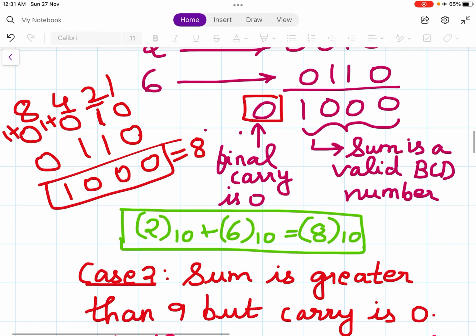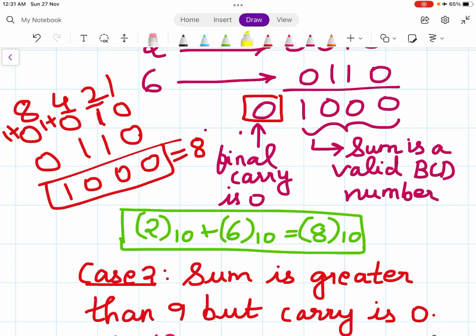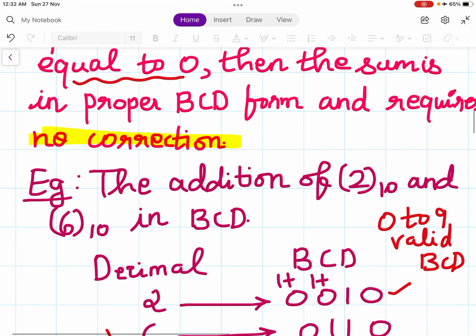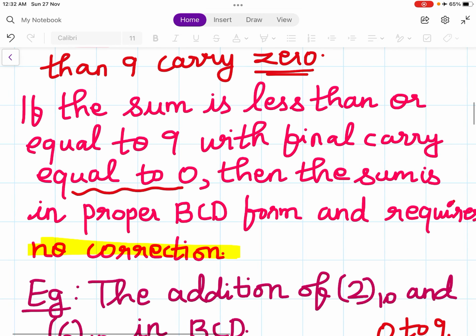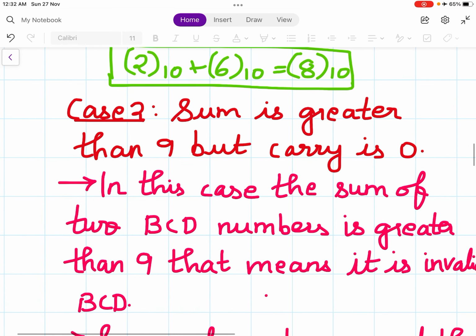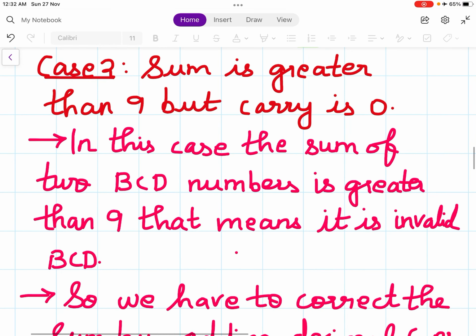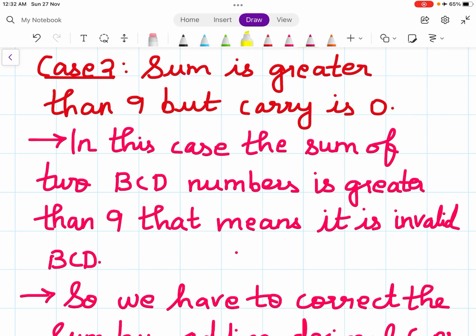So we say that 2 to the base 10 plus 6 to the base 10 is equal to 8 to the base 10. And we say that the sum is a valid BCD number and the final carry generated is 0. So case 1 is when the sum is less than or equal to 9 with the final carry equal to 0. Case 2: sum is greater than 9 but the carry generated is 0.